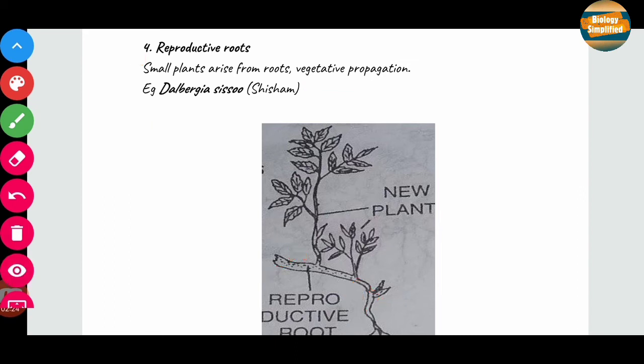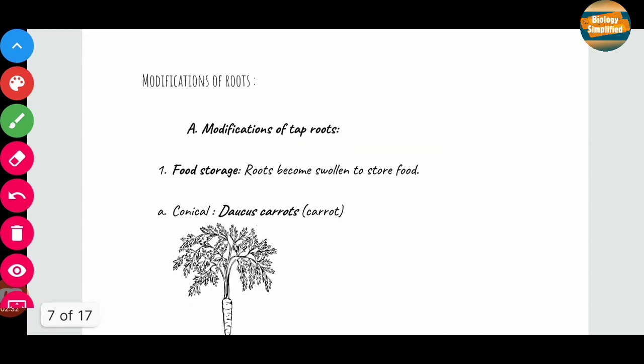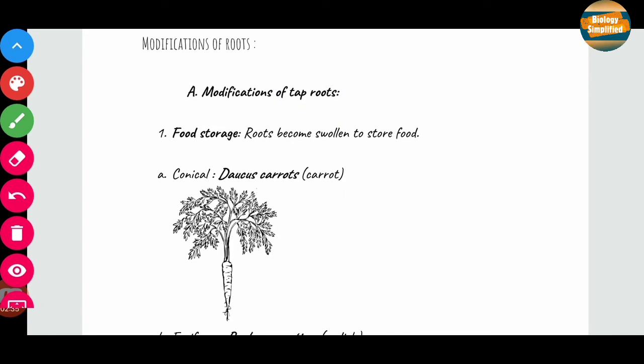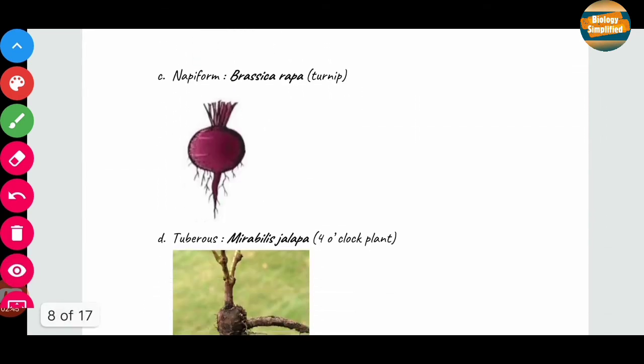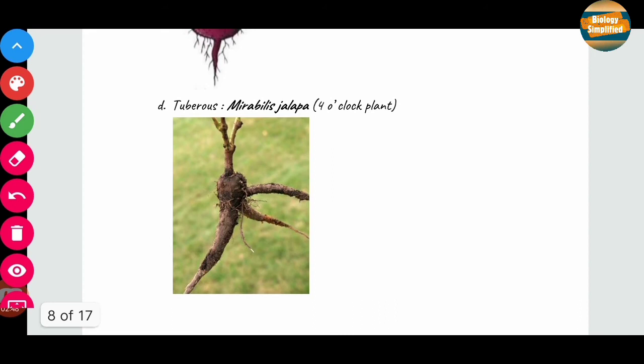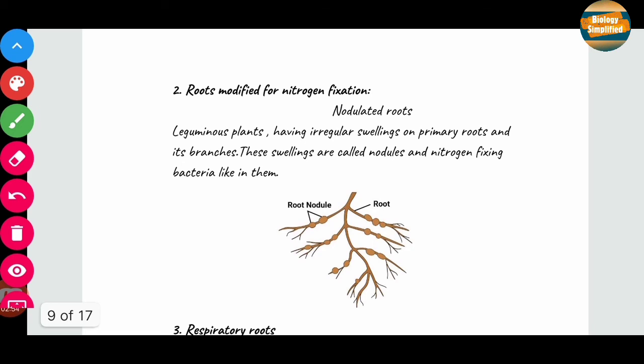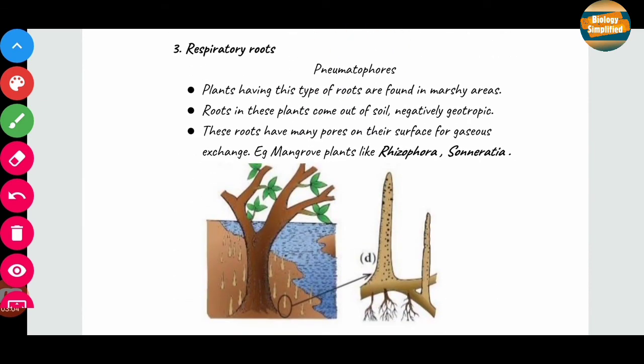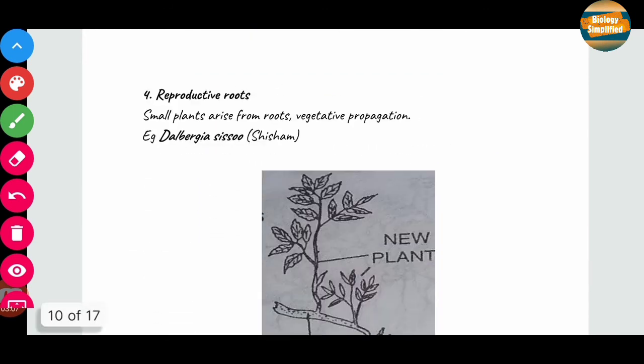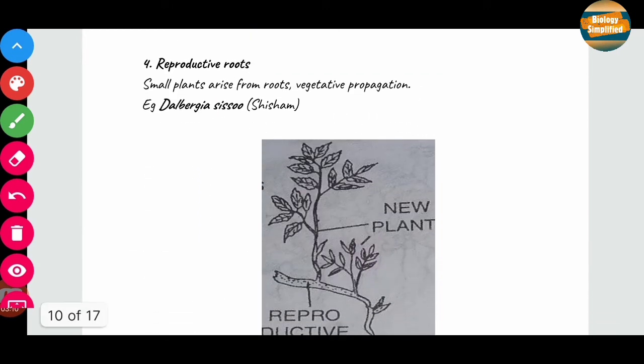So these were all the modifications of taproots. Firstly, we have seen the taproots modified for food storage. In this we have seen conical, fusiform, napiform and tuberous modifications. Next we have seen the roots modified for nitrogen fixation. Leguminous plants basically have roots modified for nitrogen fixation. Next we have seen the respiratory roots or the pneumatophores, and the fourth one is the reproductive roots. So these were all the modifications of taproots.